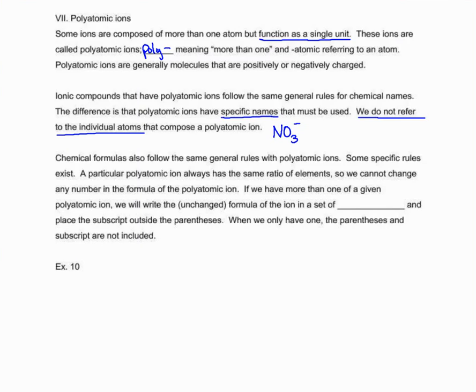NO3 minus. So this is a nitrogen with 3 oxygens attached to it, and it has a -1 charge, and so all of this is going to act like an ion. This is an example of a polyatomic ion. But this has a name. Its name is nitrate. We don't call it anything other than nitrate. It's not nitrogen oxide, it's not nitrogen trioxide, it's not anything crazy like that. This is its name, it's nitrate.